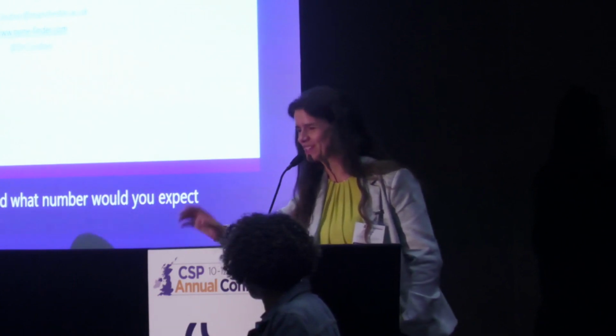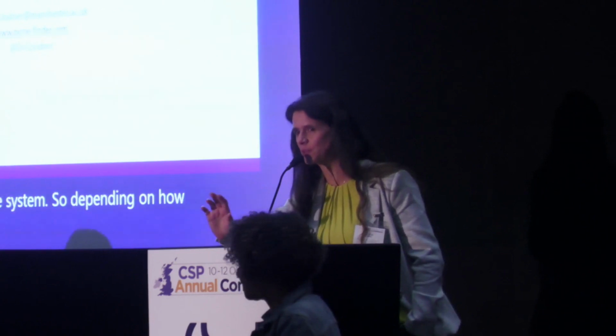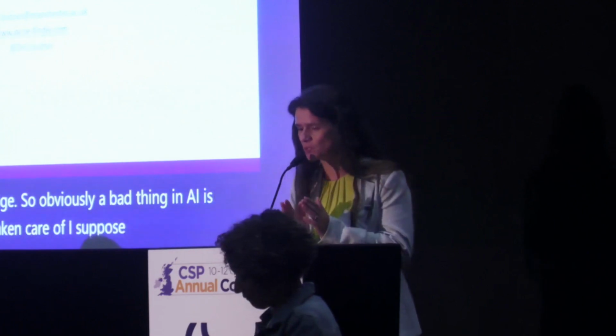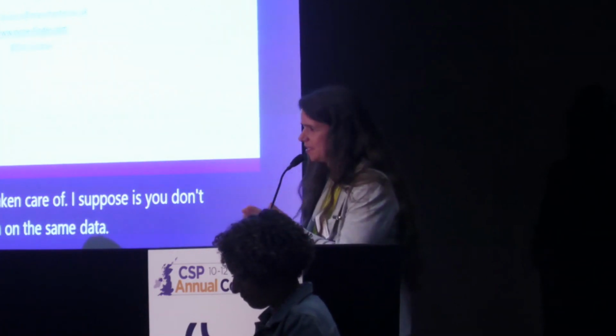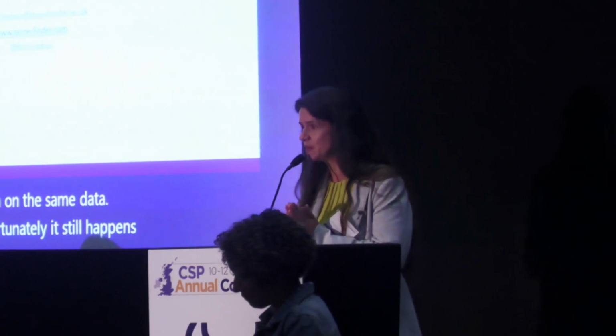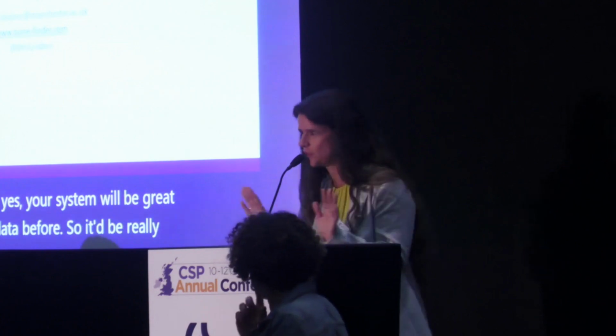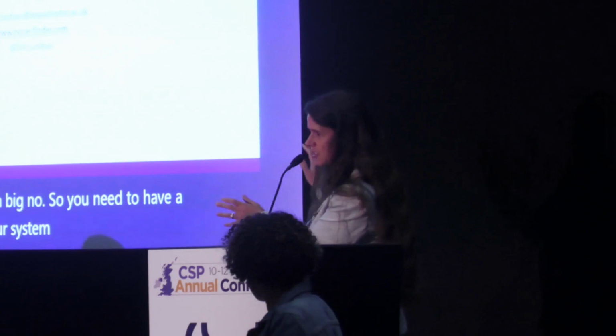Right, there's a couple of things in there. The first one is it's not been trained on the 1600, so the 1600 were to assess the system. Depending on how much knowledge you've got about AI, we use something that's called cross-validation, to maximize the data usage. A bad thing in AI is that you don't want to develop a system on the same data as where you test it. Unfortunately, it still happens, but it's really, really bad. Because yes, your system will be great because it's seen all this data before, so it'll be really good at doing it. So it's a big no-no. You need to have separate data to train your system, and then you take another data set where you want to test it.